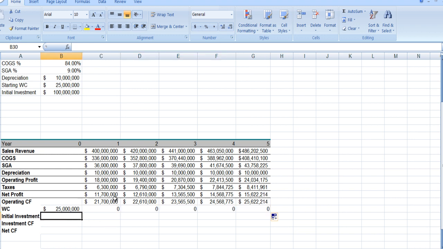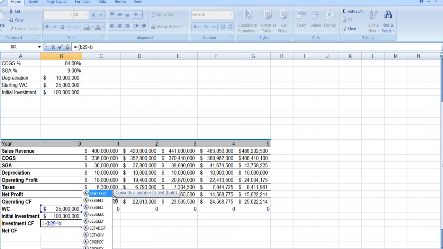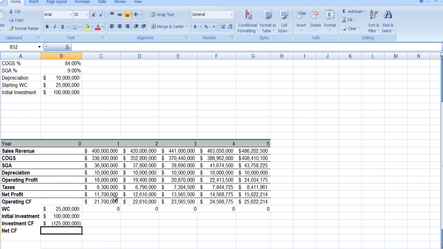The initial investment is in cell B13. And you have to put the equal sign in, otherwise it'll just give me a label. And so that's 100 million. And what's our investment cash flow? Our investment cash flow is, we're actually going to be paying that out. So this is going to be negative. So this is going to be minus B29 plus B30. Okay, so we invested 125 million at the beginning of the period.